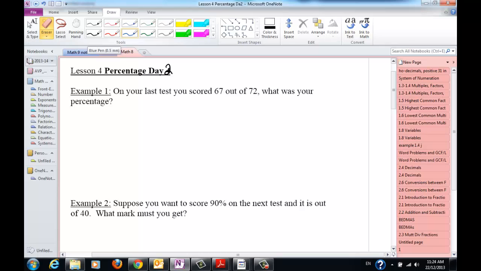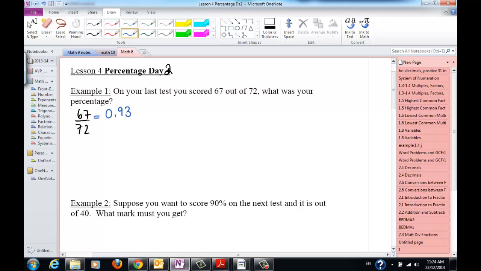So today we're going to do the second part of our percentages lesson. Our first example says, on your last test you scored 67 out of 72. What was your percentage? Very similar to yesterday, we have 67 out of 72. Whenever we have fractions, the first thing we did is convert them to decimals. If I do long division, which you can try on your own, we get 0.93.